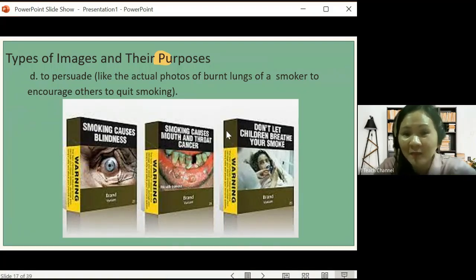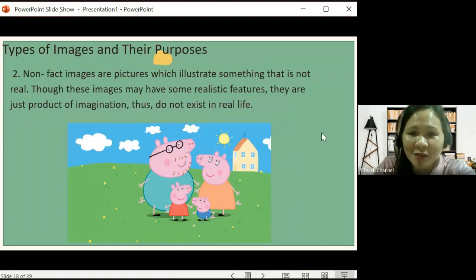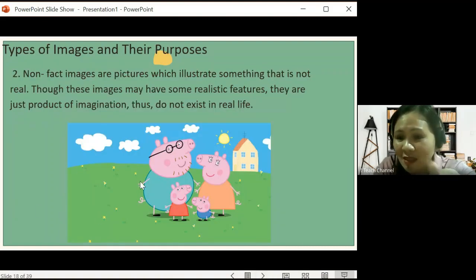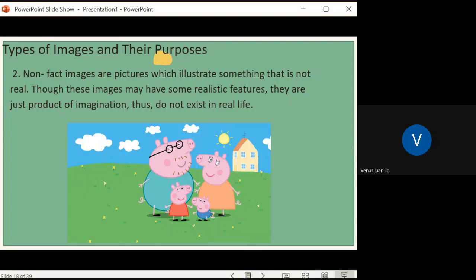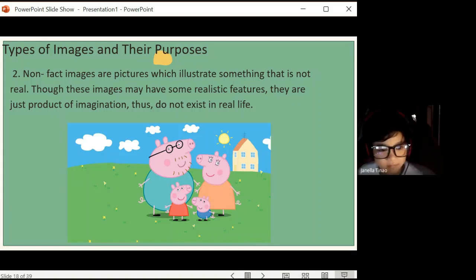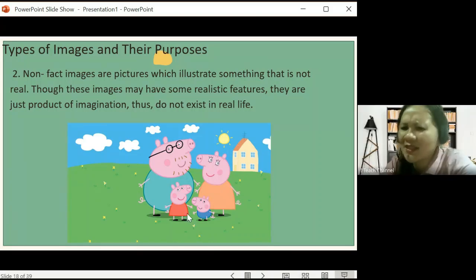Okay? All right. Now, let's go to the next picture. What do you think is this? Is this a fact image or non-fact image? Non-fact. Okay, Venus, tell me why? Why is it a non-fact image?